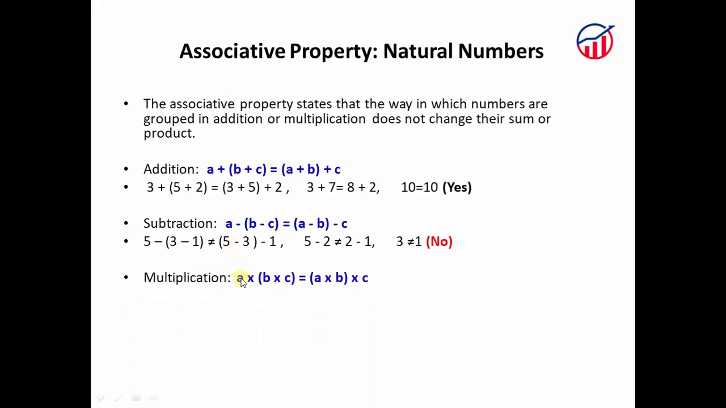Next we move on to multiplication. So a into (b into c) is equal to (a into b) into c. The brackets are for b into c and a into b over here. What are the values of a, b and c? 4, 6 and 2. So we just replace them over here.